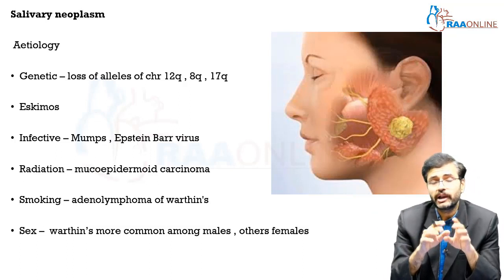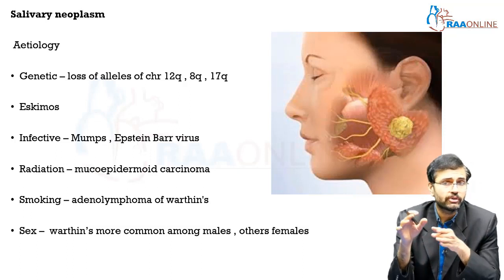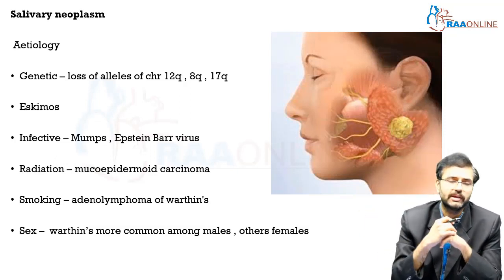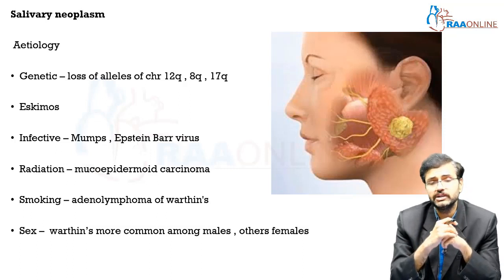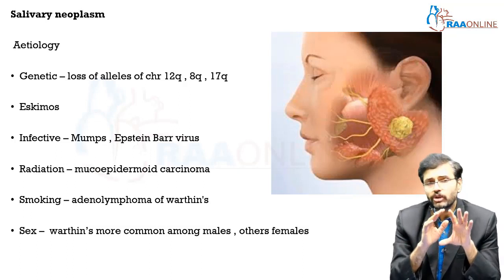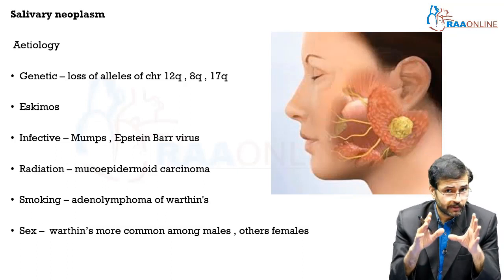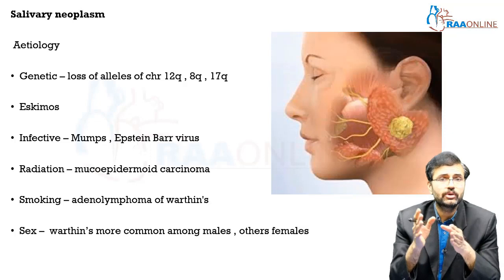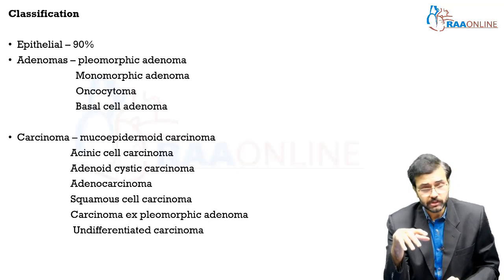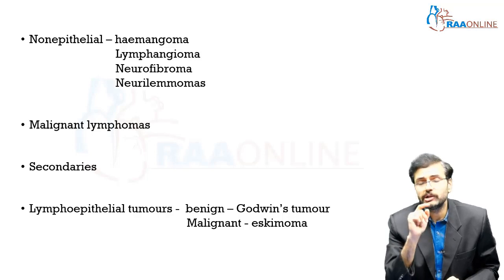Radiation exposure, like how it is associated with papillary carcinoma of the thyroid, is associated with mucoepidermoid carcinoma of the parotid or of the other salivary glands, say the submandibular or the sublingual. Smoking is a very important etiological factor behind the occurrence of Warthin's tumor or adenolymphoma. Now, almost all salivary neoplasms are common among females except for Warthin's, which is more common among males.